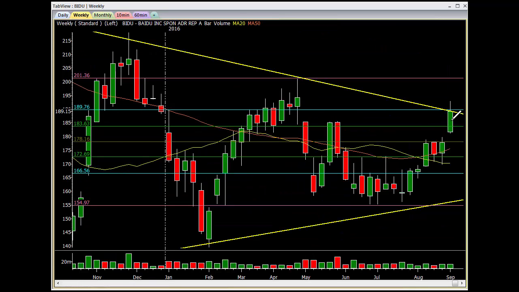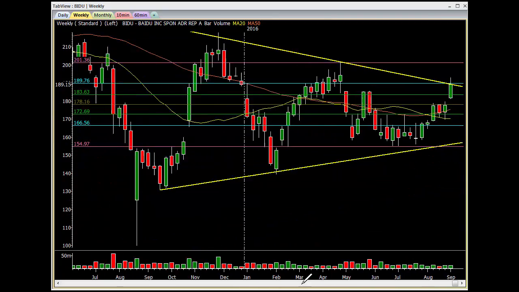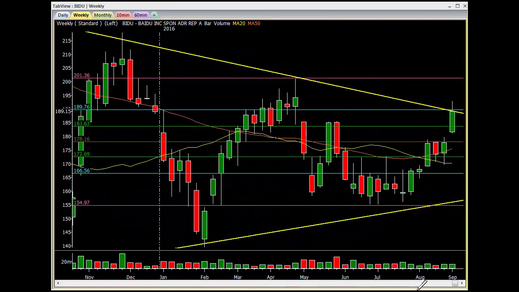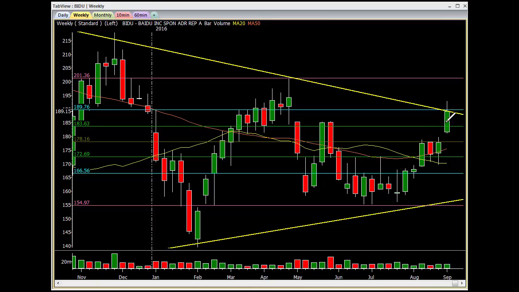Weekly, same thing. Look at that. Right into it on the weekly as well. Man, pretty crazy stuff. And look at that. I mean, here's your chart. Here's your trend line. Right into it. That's where it stopped. And this thing was ripping.